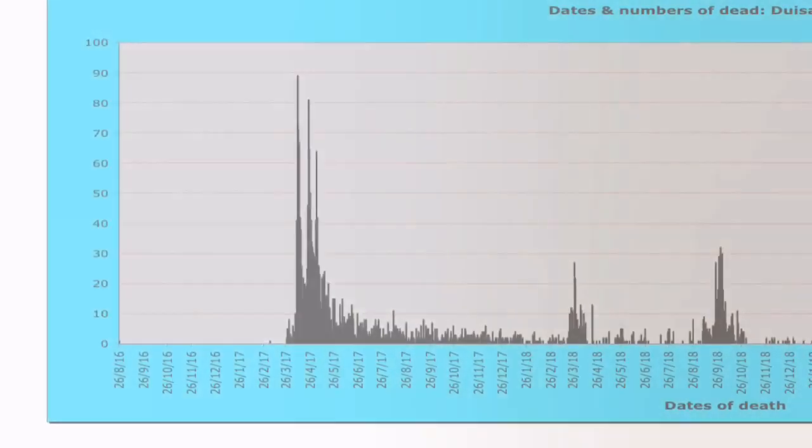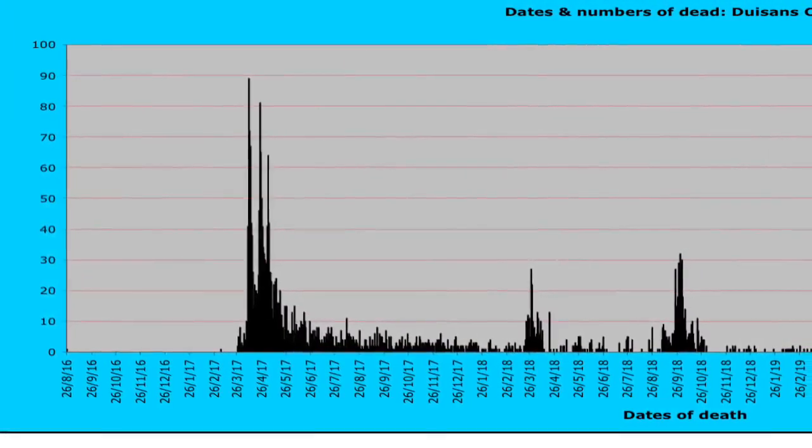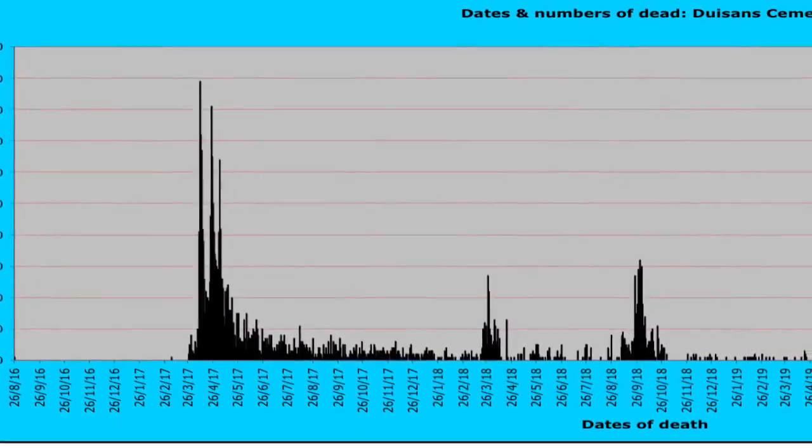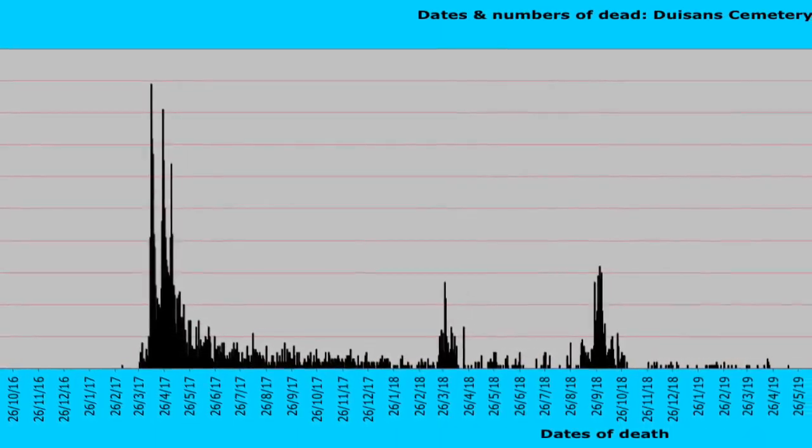This is my presentation on Duisans Cemetery. As we can see here, there are 3 spikes during the dates and numbers of death in the Duisans Cemetery.